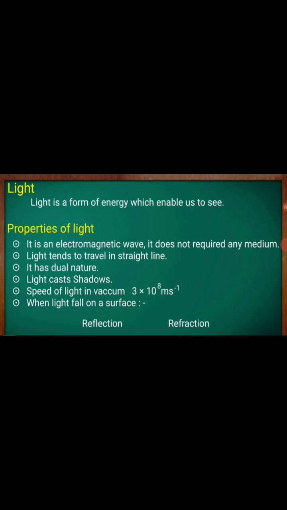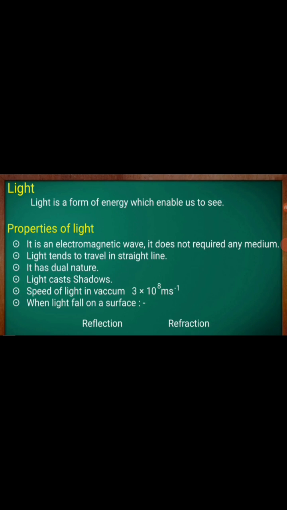Let us see the properties of light now. The first property says light is an electromagnetic wave and it does not require any medium. That means even light can travel in vacuum. Light tends to travel in a straight line. That explains the rectilinear property of light. Always the light will travel in a straight line. And the third property says it has a dual nature. That means light will act as a particle as well as a wave.